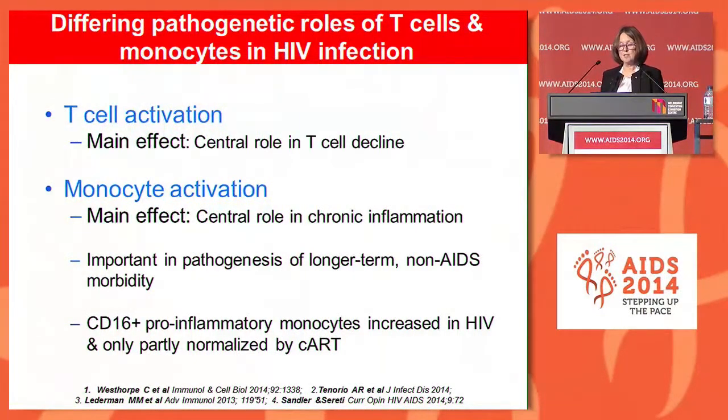Now, the roles of T cells and monocytes differ at varying stages of HIV infection in some ways. T cell activation has its main pathogenetic effect in untreated individuals, where it's tightly linked with CD4 cell death and T cell decline. Monocyte activation, on the other hand, is perhaps now being found to be more important in the pathogenesis of the longer-term non-AIDS morbidities that are particularly involved in chronic inflammation. And CD16 positive pro-inflammatory monocytes are increased in the setting of HIV infection and only partly normalised by combination ART.